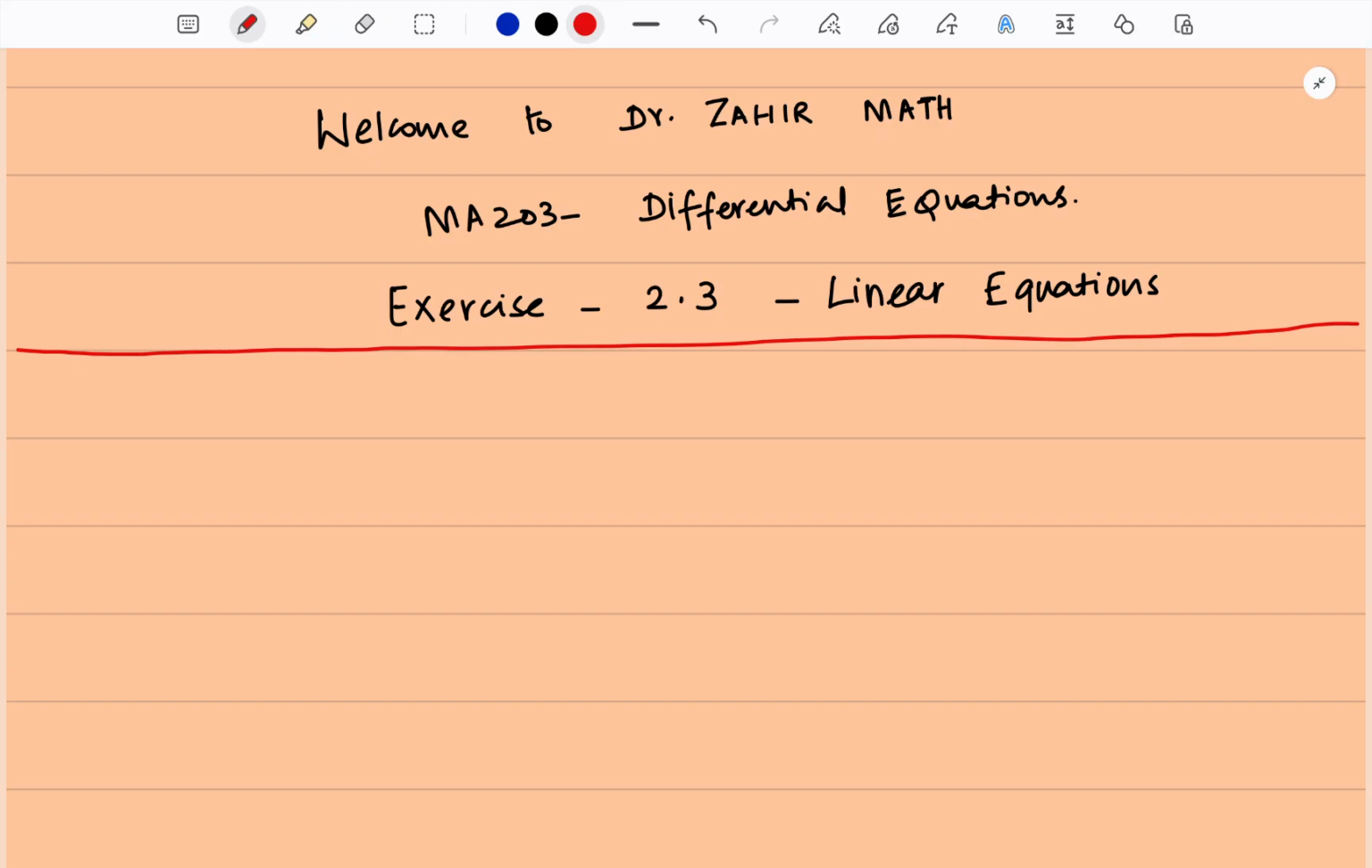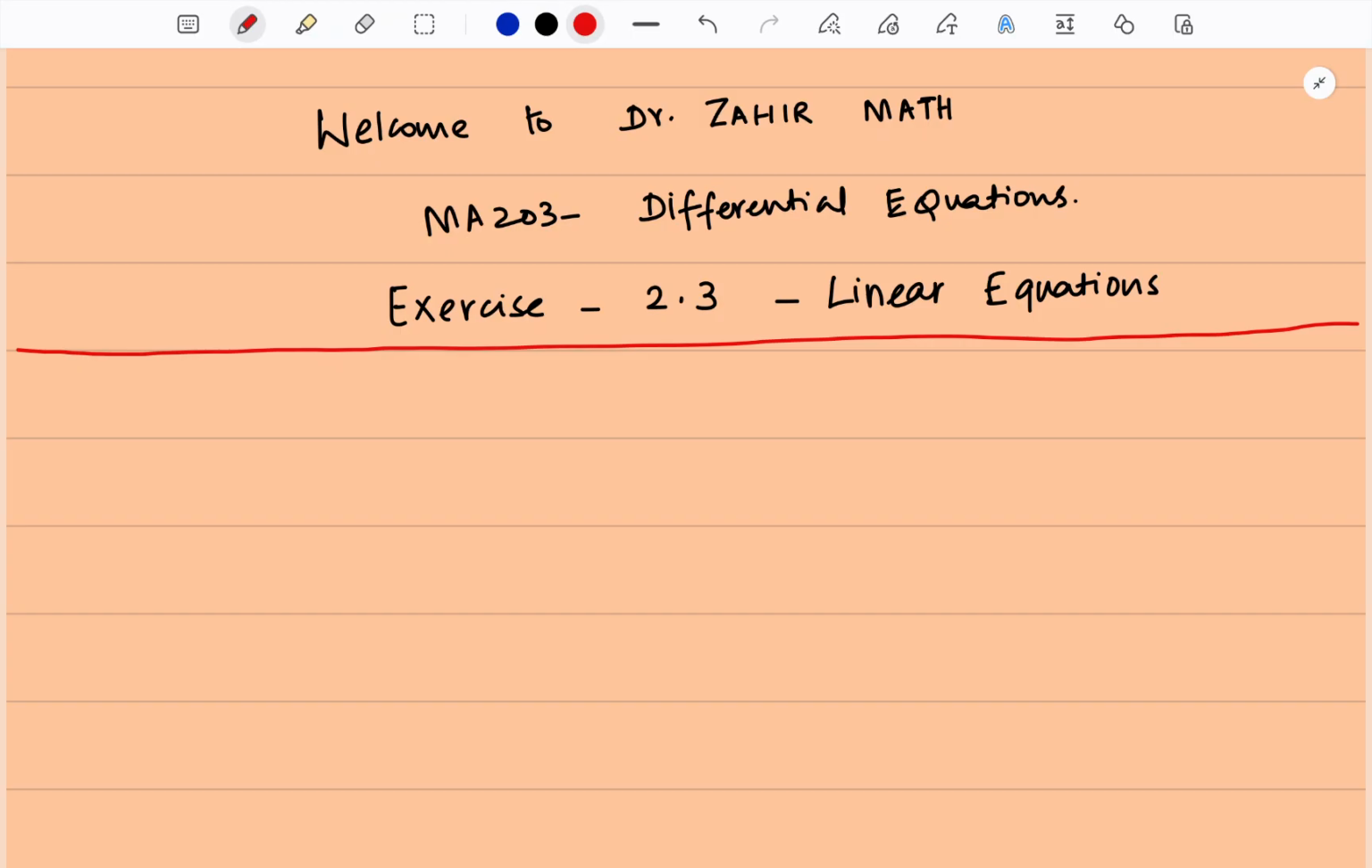Exercise 2.3 linear equations. Why we learned this? That's the first question. Linear differential equations normally come in physics, engineering, economics, and many real-world applications. They help especially in modeling electrical circuits, mechanical vibrations, population growth, and many more. And how to solve them is essential for engineering and applied sciences.